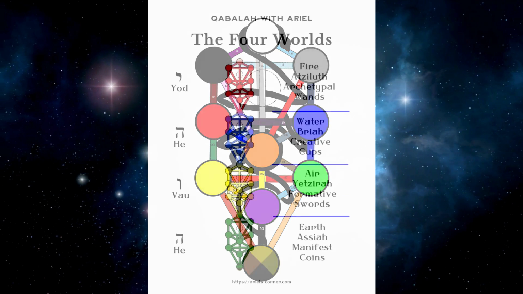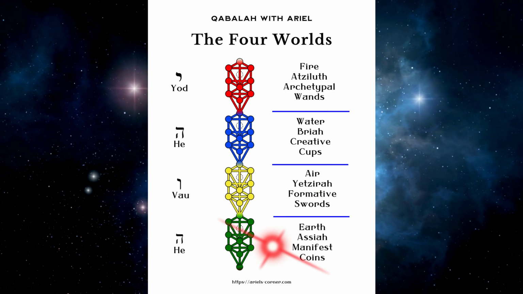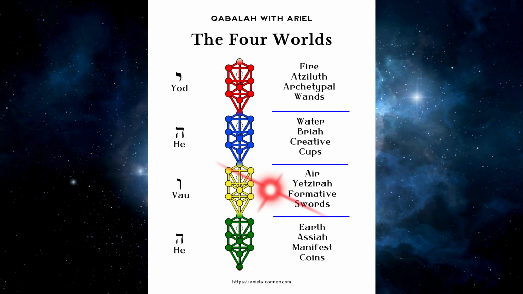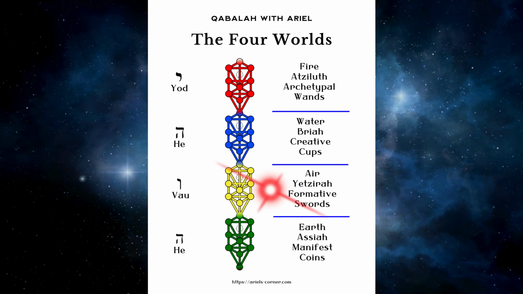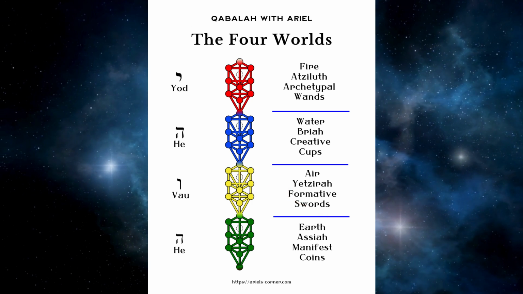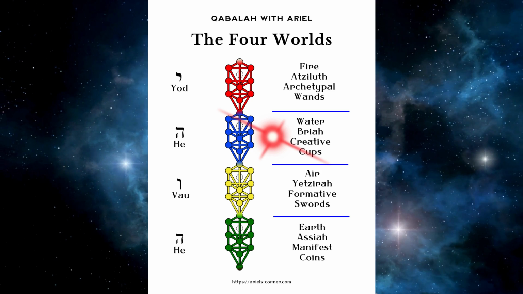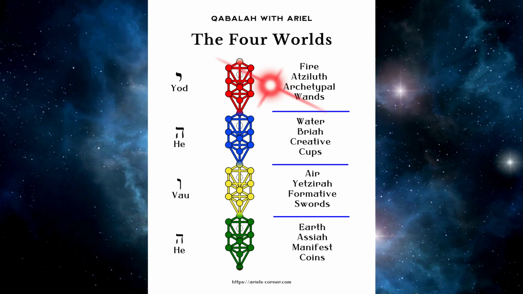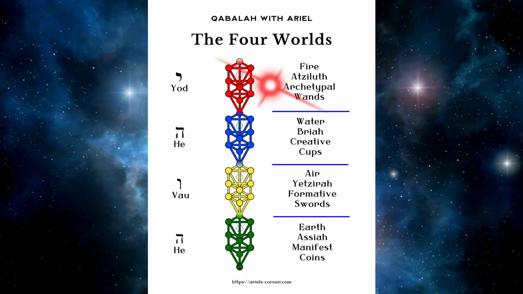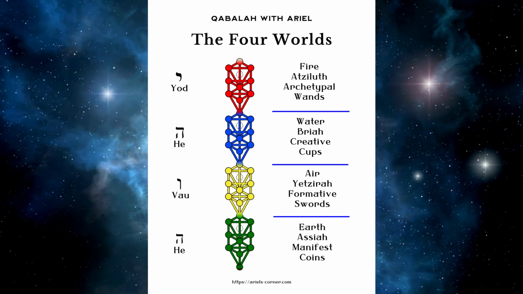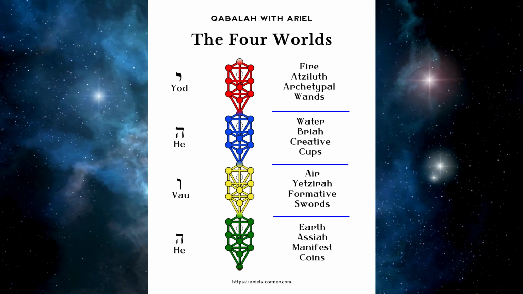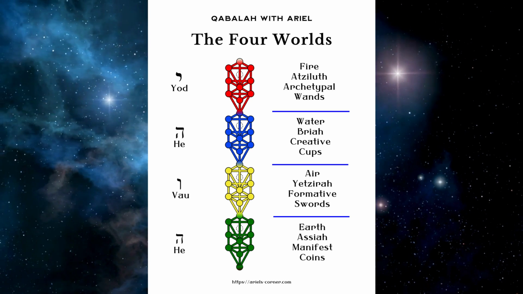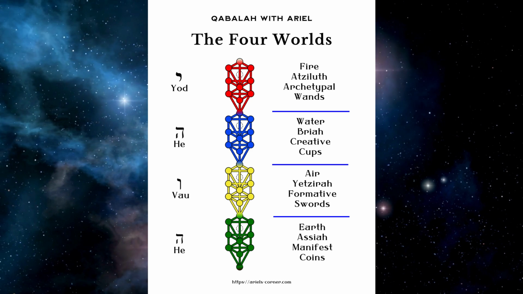The first time you climb the tree, you will be doing it in the world of earth, or Asiya. The second time you climb the tree, you'll be doing it in the world of air, or Yetzirah. The third time you'll be doing it in the world of water, or Briah. And the fourth time you'll be doing it in the world of fire, Atziluth. Therefore, after 4 years or so, you will have climbed the tree in all 4 worlds. Once you've completed all 4, you can even start all over again. This solidifies your knowledge and mastery even further.